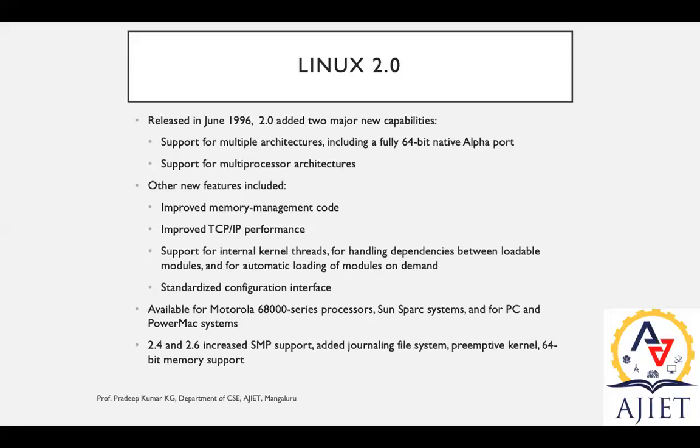After that, 2.4 and 2.6 came up. Both 2.4 and 2.6 increased SMP support, added a journaling file system and a preemptive kernel, and added 64-bit memory support as well.